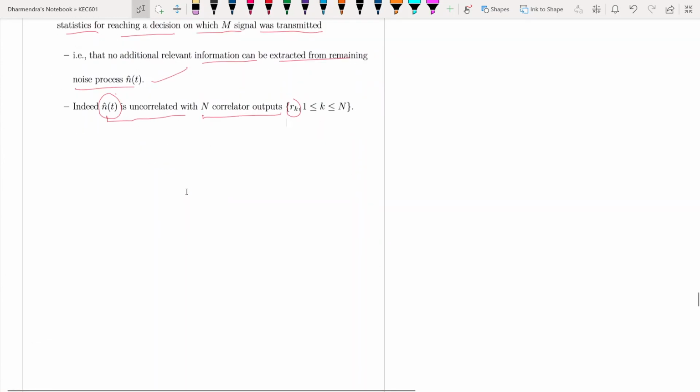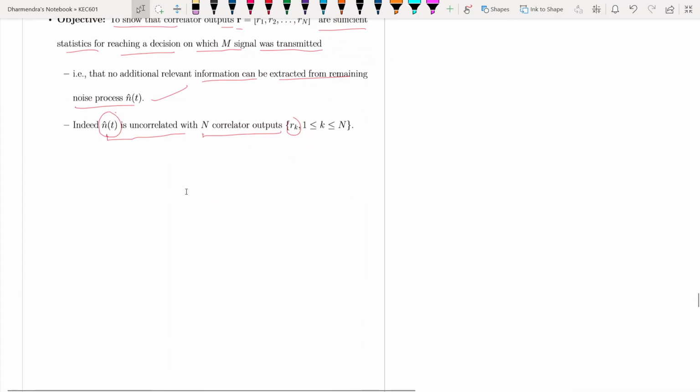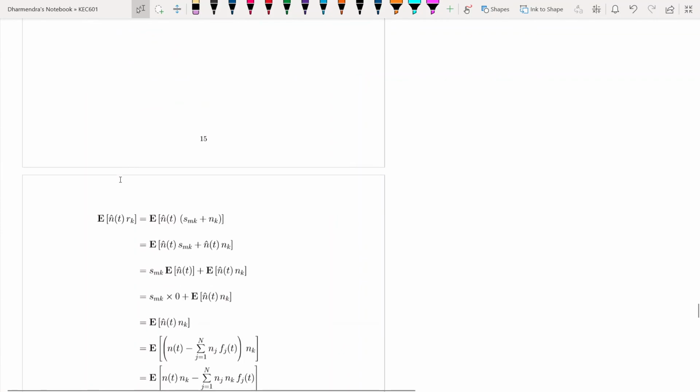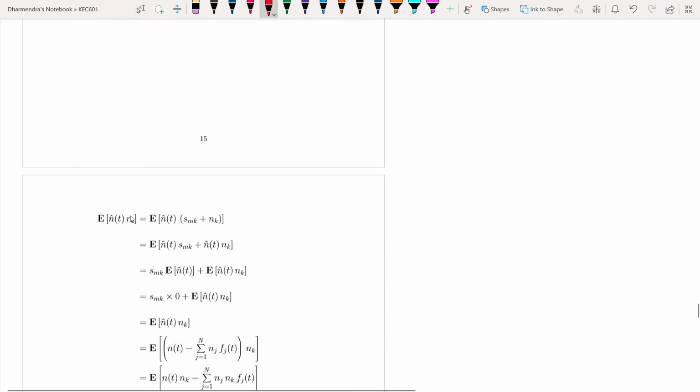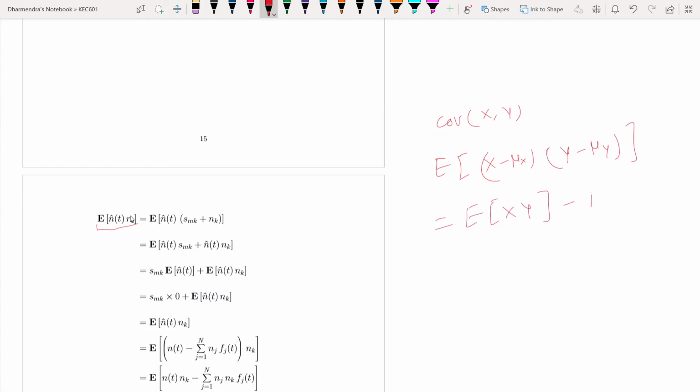Okay, so uncorrelated means I have to find the covariance, the joint expectation. Because n hat of t is zero mean, the covariance between the two random variables is equivalent to the joint expectation of mu x and mu y, and since one random variable's mean is 0, the product-of-means term will be 0. So the covariance will be equal to this.